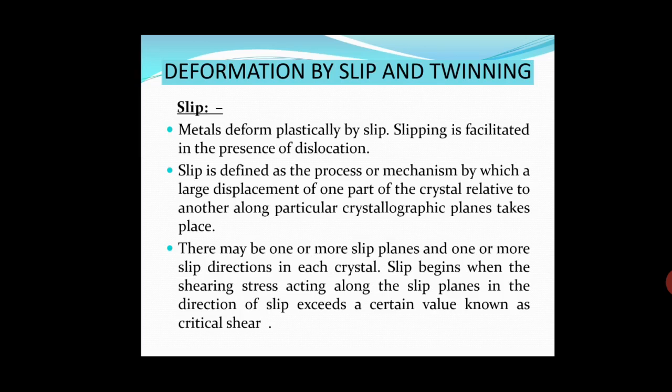So what is that process? Displacement of one layer relative to the other along a plane. So that plane is known as slip plane. In a crystallographic plane, this slip occurs. How does it occur? When a shear stress is applied on the crystal or on the material. If the amount of shear stress is more than the critical shear stress of that material along the slip plane in the slip direction, then only slip occurs.